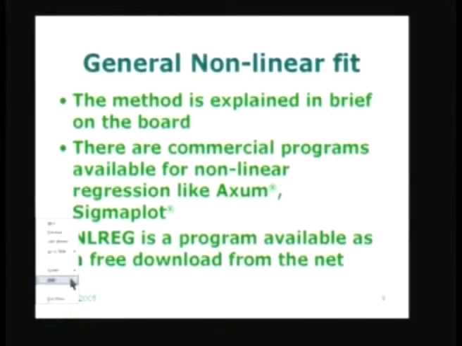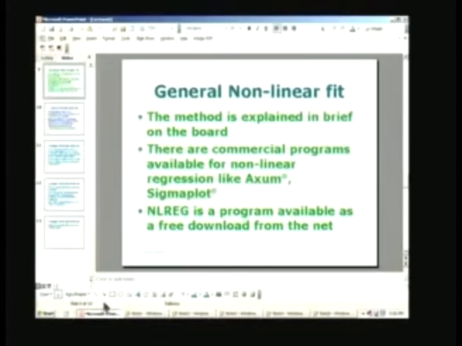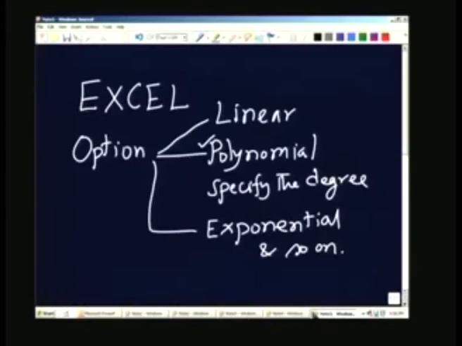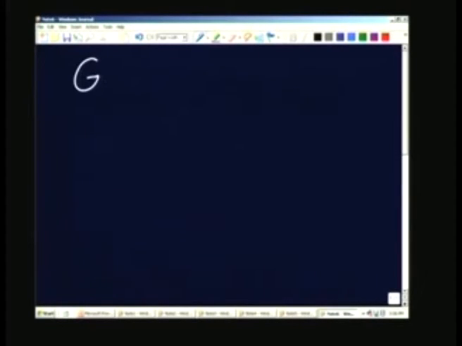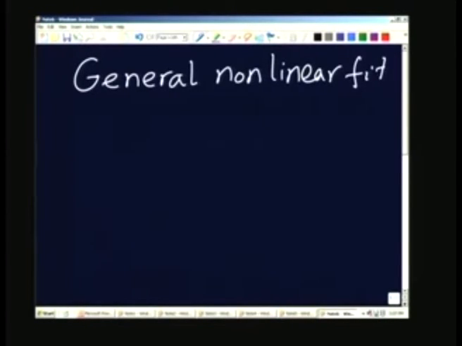Let me just go to the board and look at some of these. So the general nonlinear fit is an expression which cannot be written in a form which resembles the quadratic or cubic and so on. It is not a polynomial, so it cannot be a polynomial, because if it is a polynomial there is no need to worry about the general procedure.